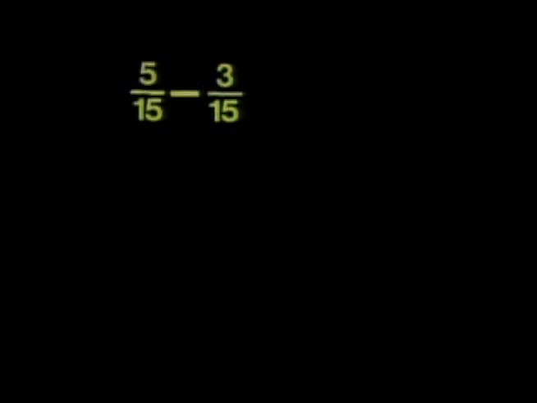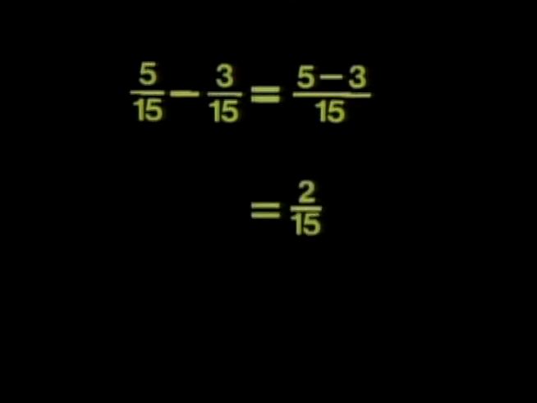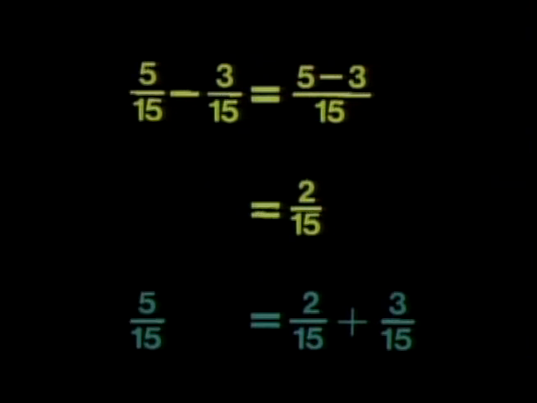Here's the problem 5/15 minus 3/15. Since the denominators are the same, all the action takes place in the numerators. We need merely compute 5 minus 3 all over 15, which of course equals 2/15. We can check this just as we did in subtracting whole numbers. We add 2/15 and 3/15. The sum should be 5/15, and in fact it is.